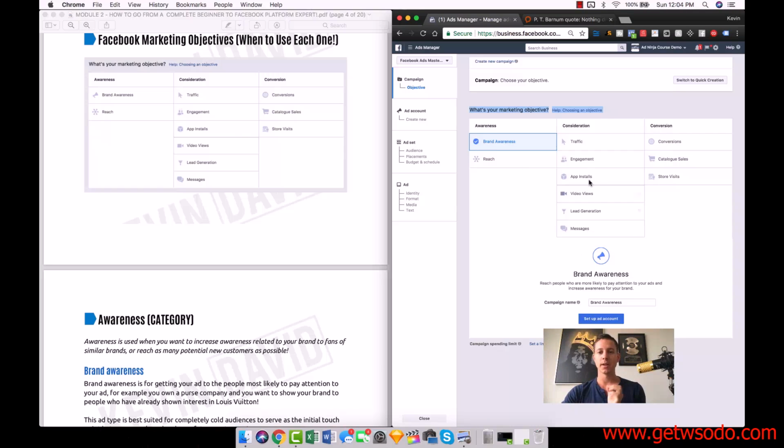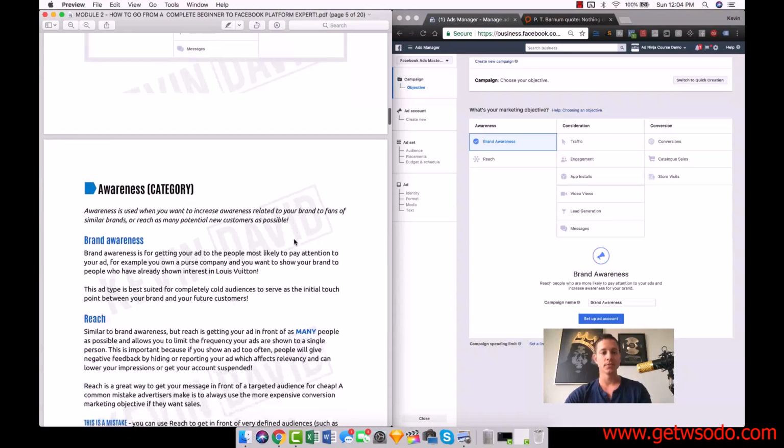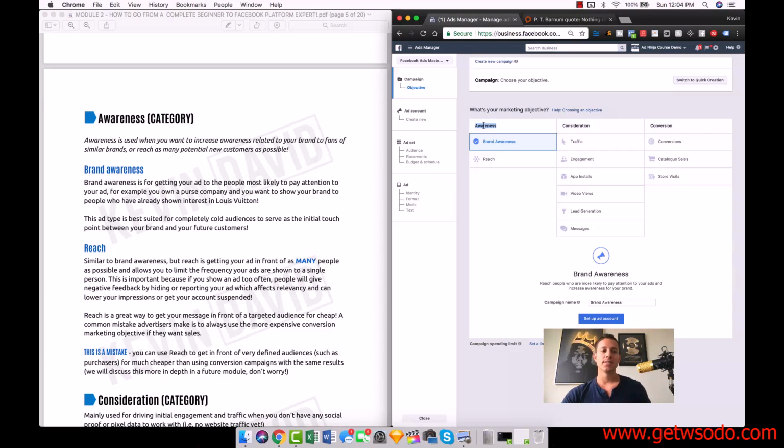Which one of these marketing objectives is going to be good for which thing or which purpose of advertisement, right? And so we're going to start off in the awareness category, which is this far left column that has these two different options right here for marketing objectives: brand awareness and reach.